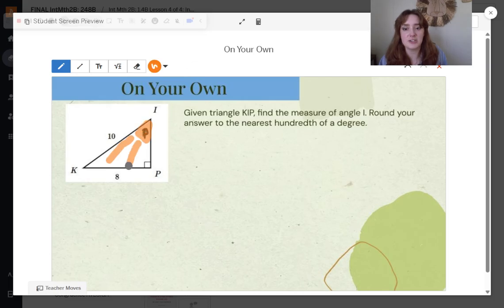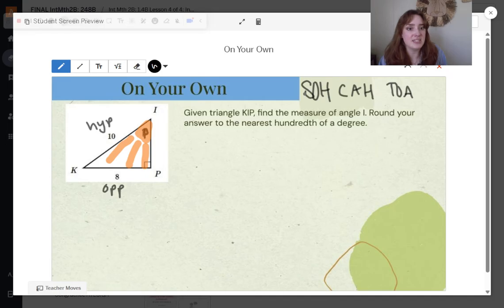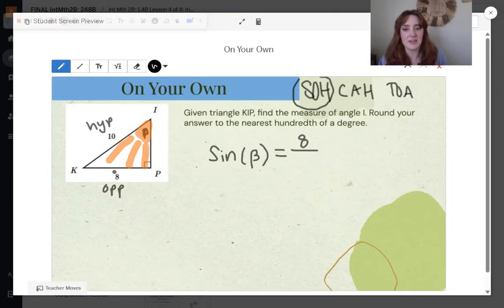We're going to shine our flashlight and we can label this as the opposite side. And we're also given the hypotenuse. So for SOHCAHTOA, opposite and hypotenuse is going to be sine. So the sine of this unknown, beta, is equal to the opposite, 8, divided by the hypotenuse, which is 10.